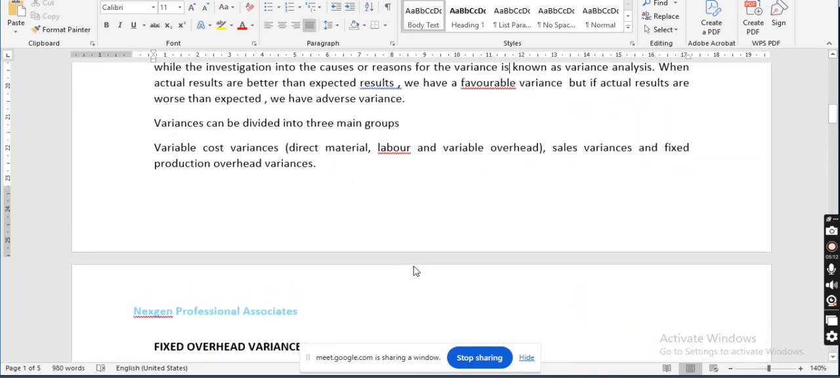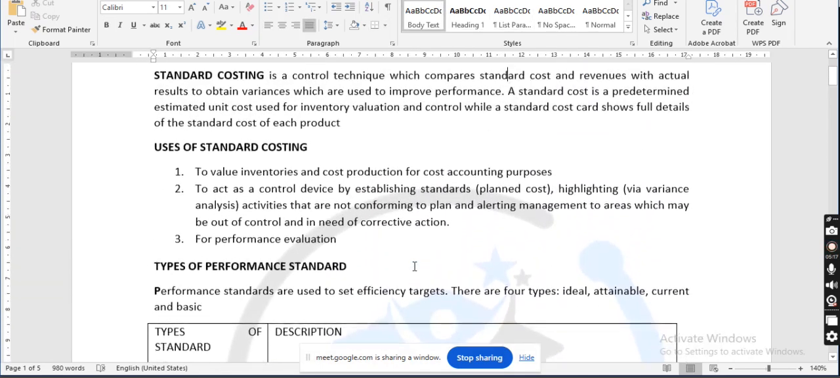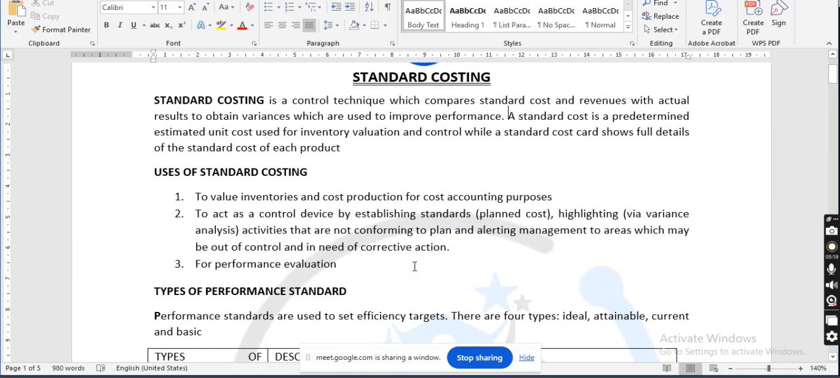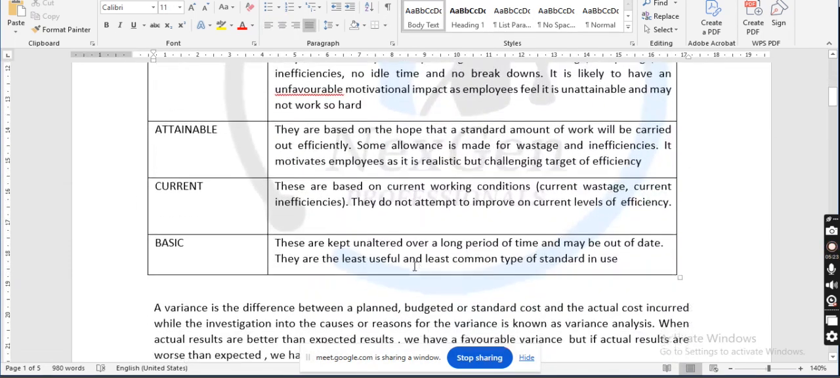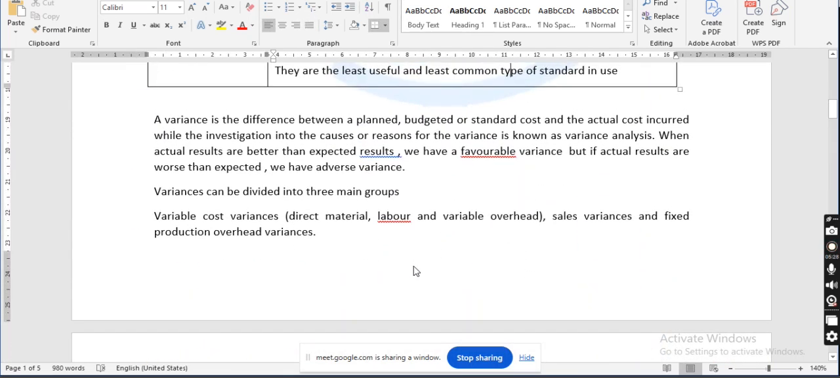So now, don't forget that I defined standard costing, the difference between the standard cost and the actual, which results in variance. In this case, standard costing will take us to what we call variance. And the question is, what is variance?